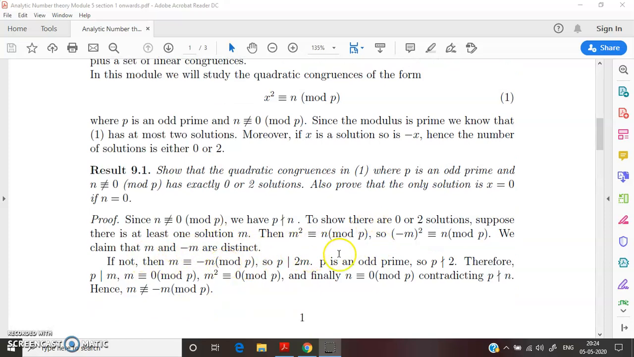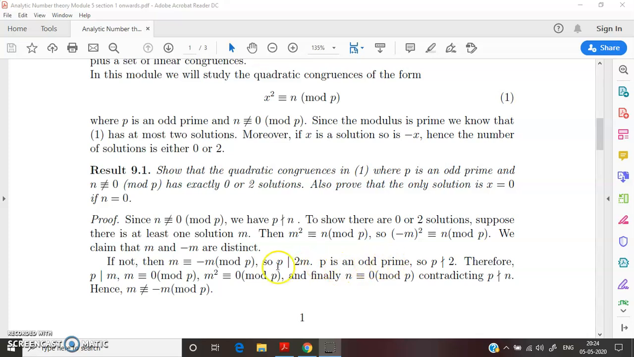So now we are going to prove that. If they are not distinct, then it means that they are the same. That is, m is congruent to minus m mod p. That means this minus m can be taken to this side, so m plus m is divisible by p. That is, 2m is divisible by p, that is, p divides 2m.